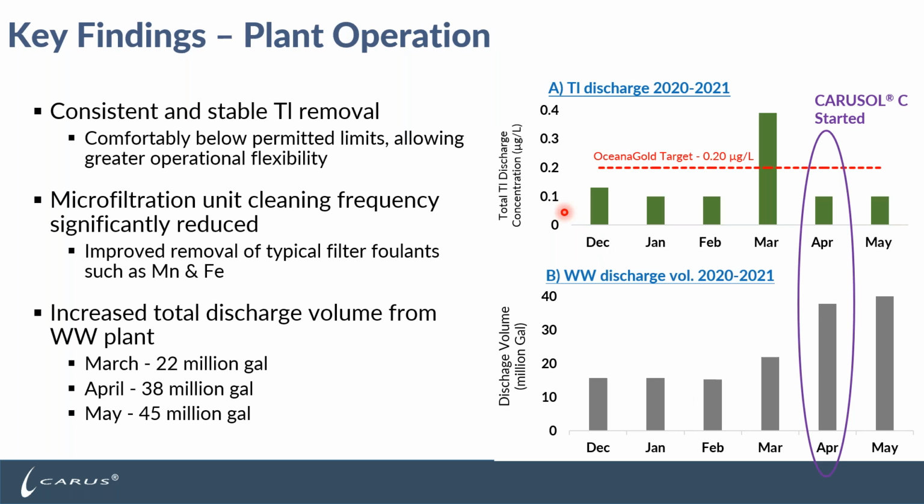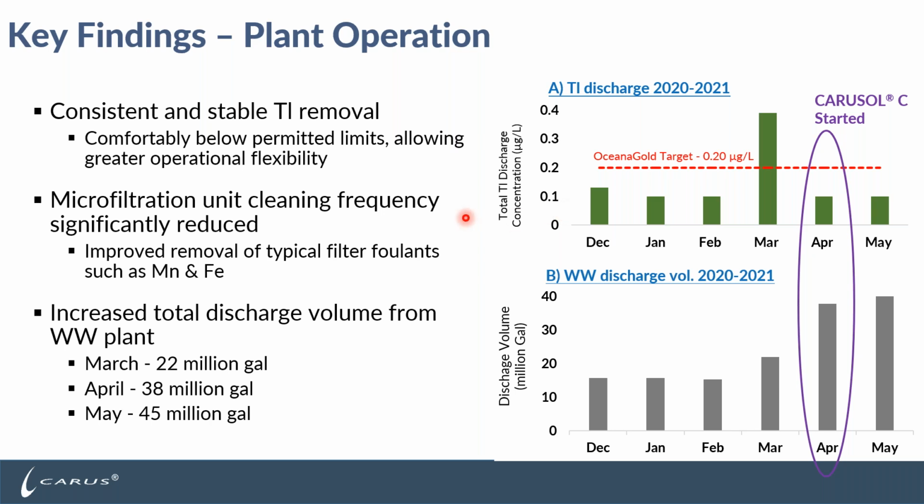From an operational perspective, some of the key operational benefits that the plant has observed since treatment included increased thallium removal to less than 0.2 ppb, or micrograms per litre. This is despite influent thallium concentrations increasing. This has allowed greater operational flexibility while still maintaining comfortably below their permitted levels.